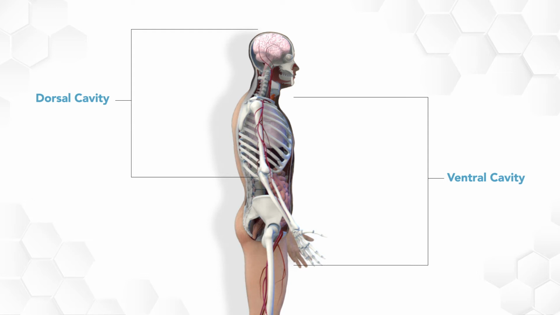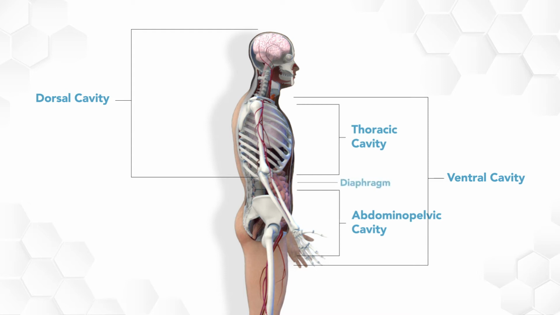The ventral cavity is split into two parts, the upper and lower part. The upper part is referred to as the thoracic cavity, and the lower part is referred to as the abdominopelvic cavity. These two areas are separated from each other by the diaphragm. In the dorsal cavity, there is the cranial cavity, which is the hollow space in the skull that contains the brain. There is also the spinal cavity, which is located within the vertebral column and holds the spinal cord.